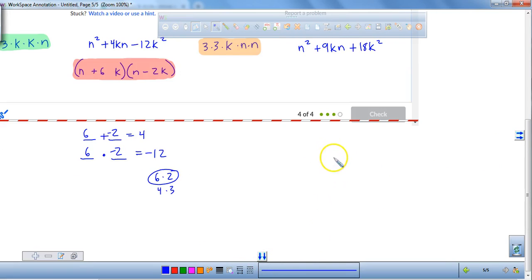We're looking for two numbers that add up together to equal 9, and those same two numbers multiply together to equal 18. I know what you're thinking. You're thinking, come on, Mr. Mood, hurry up. We know it's 6 and 3. You're right. 6 times 3 is 18, and 6 plus 3 is 9. Let's go and factor this sucker.